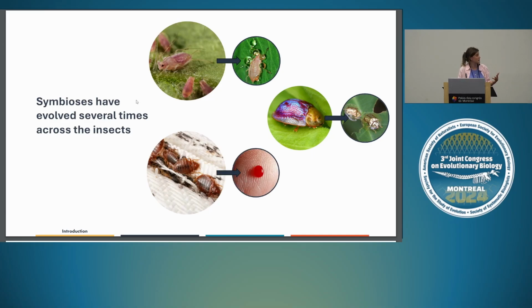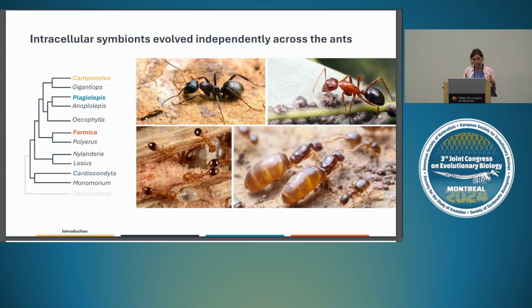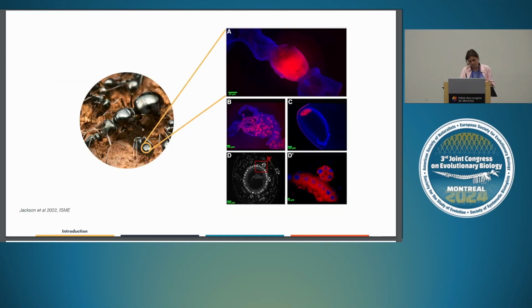And then you have blood-feeding insects, and blood is notoriously low in certain vitamins, like B vitamins. So lots of blood-feeding insects have also evolved symbionts. These are all examples of obligate intracellular symbionts, so these are inside the cells of the host. And we see relationships like that have evolved several times independently across the ants, in the very different lineages Camponotus, Plagiaulepis, Formica, and Cardiocondyla.